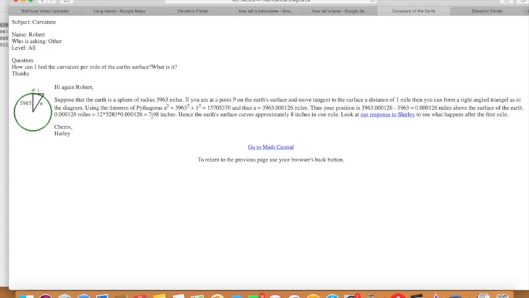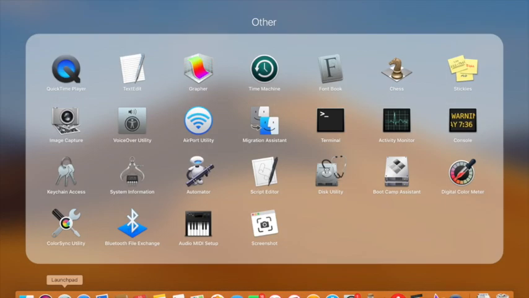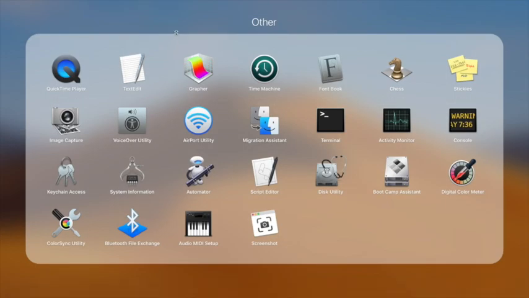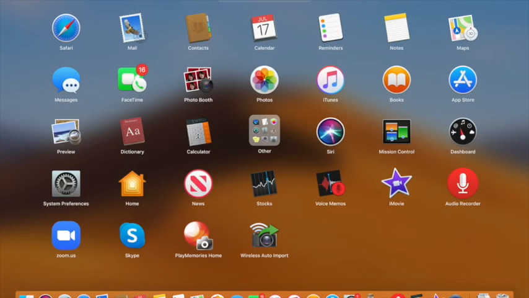So using the Pythagoras triangle, a squared plus b squared equals c squared, he came up with this answer: 7.98 inches in 1 mile. Remember one thing: the distance measured should be squared. If you square 1, it makes 1. So with this simple mile here, we're losing approximately 8 inches in 1 mile.